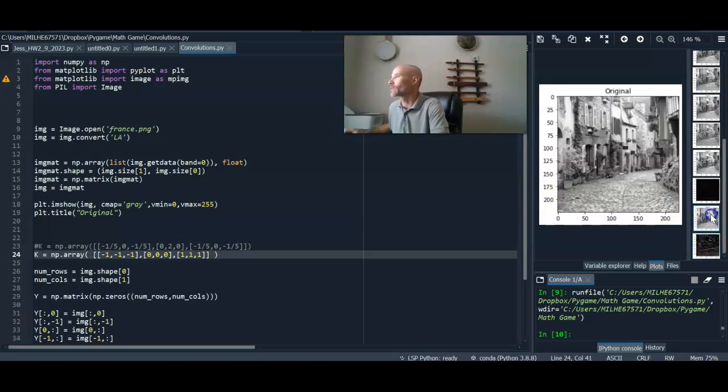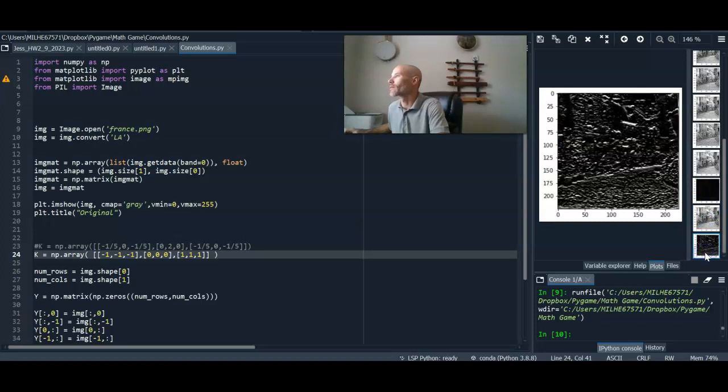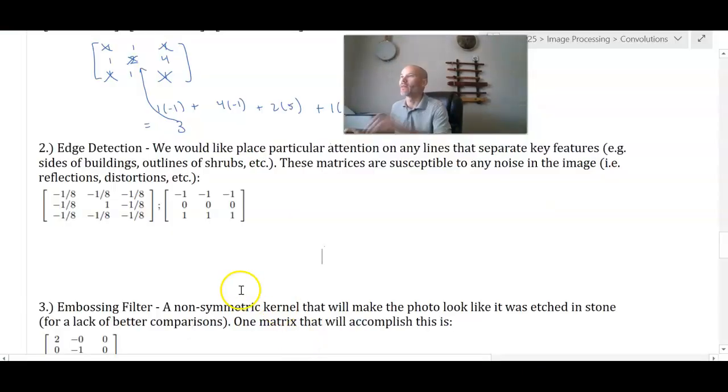I mean, we can tell where all the stones are, and maybe we can't really see that vine very well that's climbing up the building here. But we can see outlines of all of those shapes. Okay, so that's edge detection.